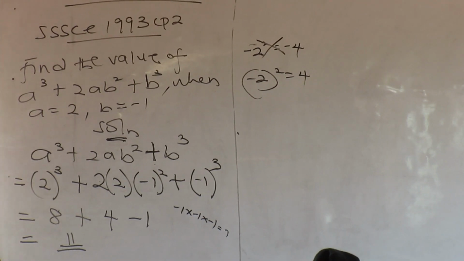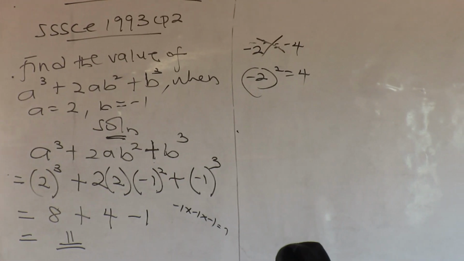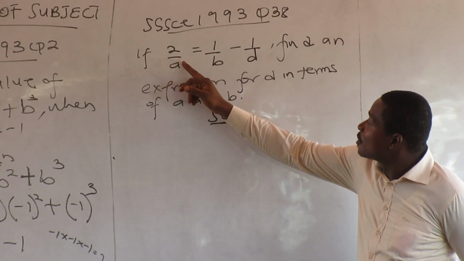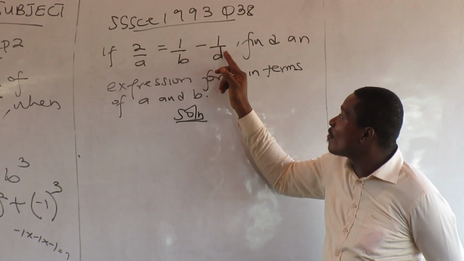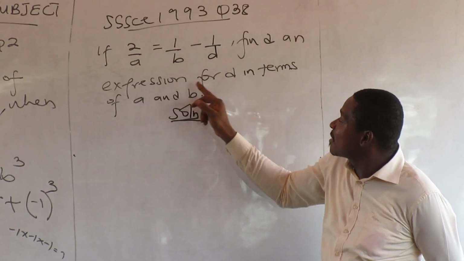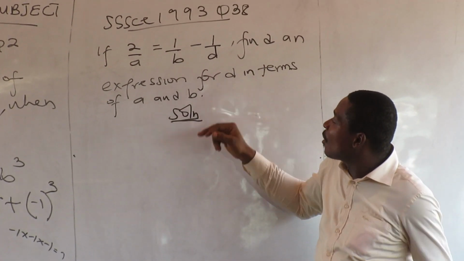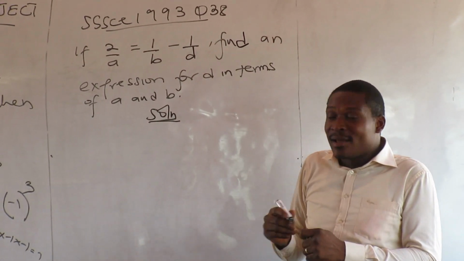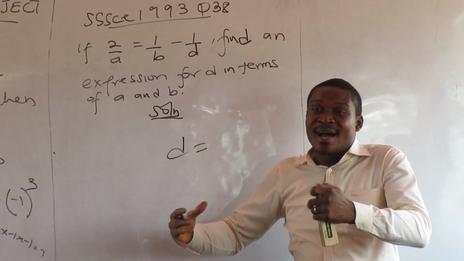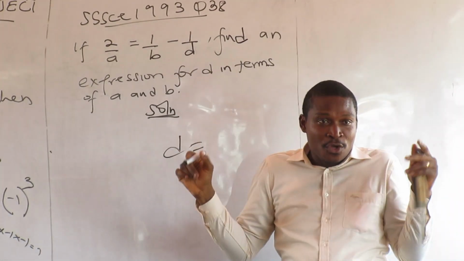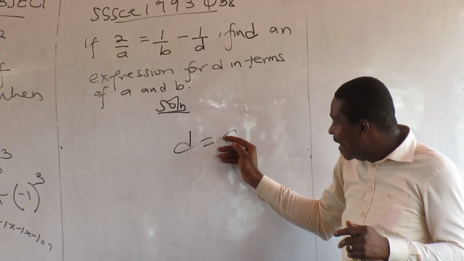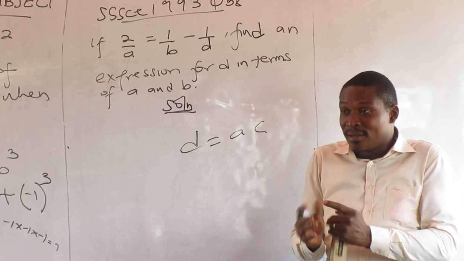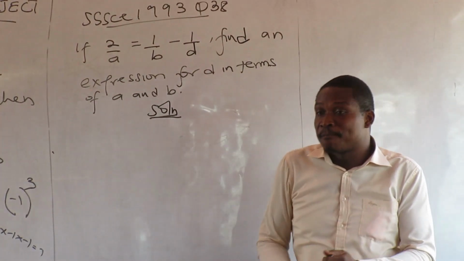So welcome to change of subjects and substituting into formulae. 1993, question 38. That's a sample question. If 2 over A equals 1 over B minus 1 over D, find D. Find an expression for D in terms of A and B. This means you have to make D the subject, right? What you should be seeing on the other side should just be A and B, that's all. When you see something like C there, that's wrong. So let's look at this question.